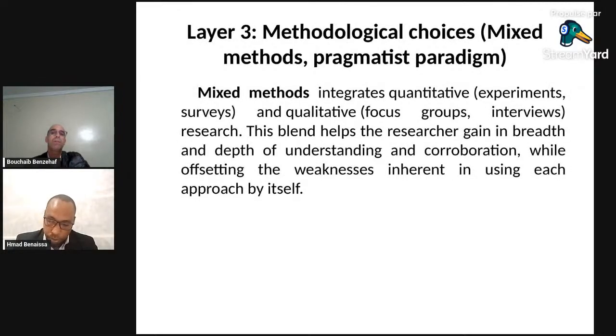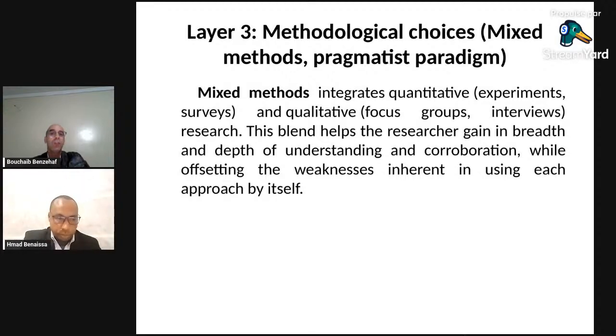Mixed methods. Well, mixed methods is associated with the pragmatist paradigm. It integrates quantitative experiments and surveys with qualitative focus groups, interviews, research. This blend, as we said previously, can help the study gain validity and reliability because there is the concept of triangulation here. This blend helps the researcher gain in breadth and depth. Breadth is associated with the quantitative approach. Depth is associated with the qualitative approach.